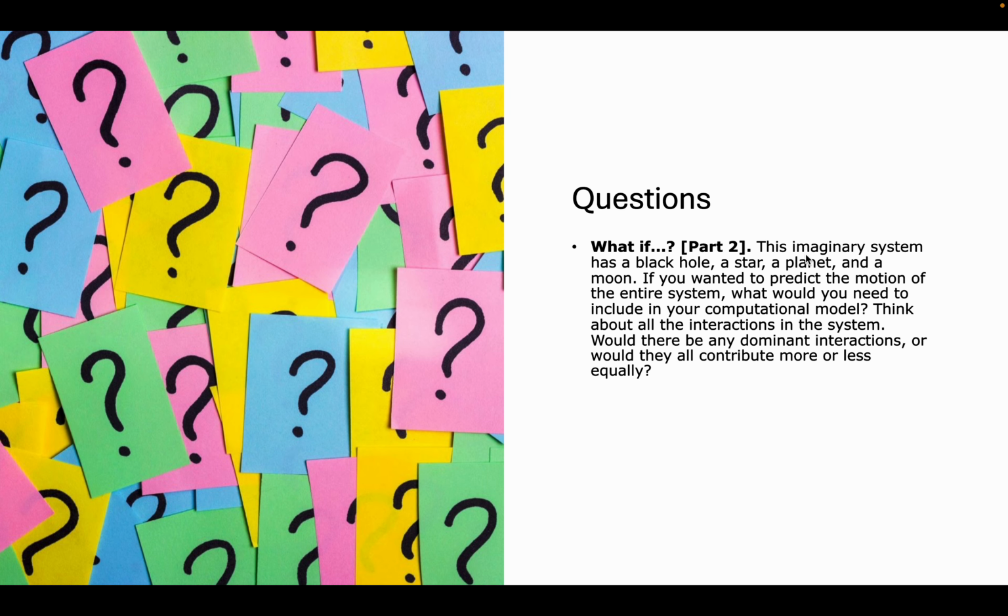The imaginary system has a black hole, a star, a planet, and a moon. If you wanted to predict the motion of the entire system, what would you need? We would just have to include the force of the black hole and the net force it's causing on each of the objects.